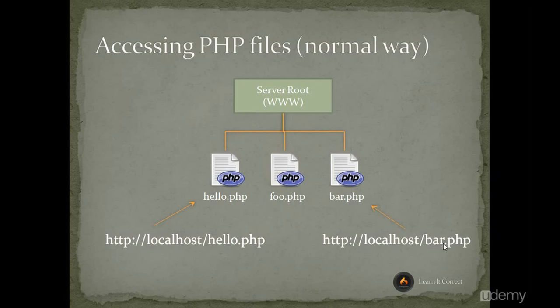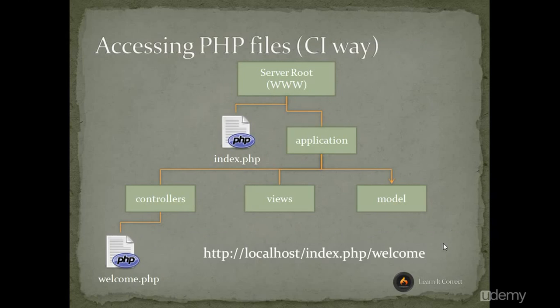But if you think about Codeigniter, things change a little bit. This is your normal server root, and it has an index.php file, and there's a folder called application. Within that application folder there are three folders we need to worry about: controllers, views, and models. Inside the controllers, there's a file called welcome.php, which is the controller class. That is the place handling the URL request.